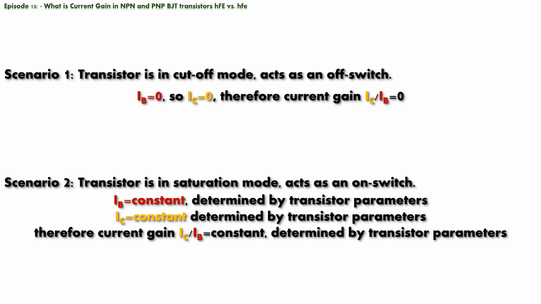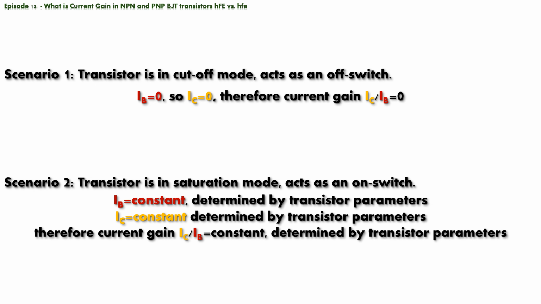Now, in the second scenario, when the transistor is in saturation mode, or when it acts as an on switch, the ratio between collector and base current is determined by transistor parameters. We have dedicated videos on this subject, episodes 11 and 12 of this series. In short, by reading the transistor datasheet, we can obtain values for base and collector currents, determine proper values for base and collector resistors, and drive the transistor in saturation mode. Transistor current gain in this situation is determined by transistor parameters and is constant.